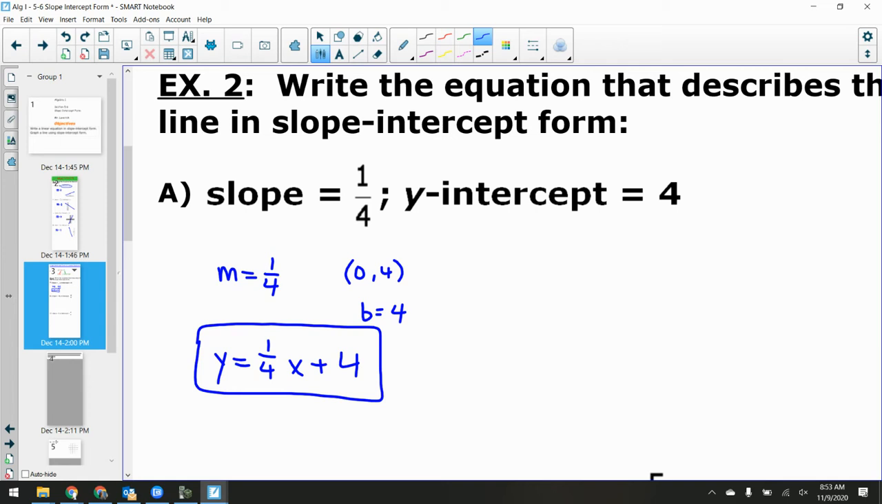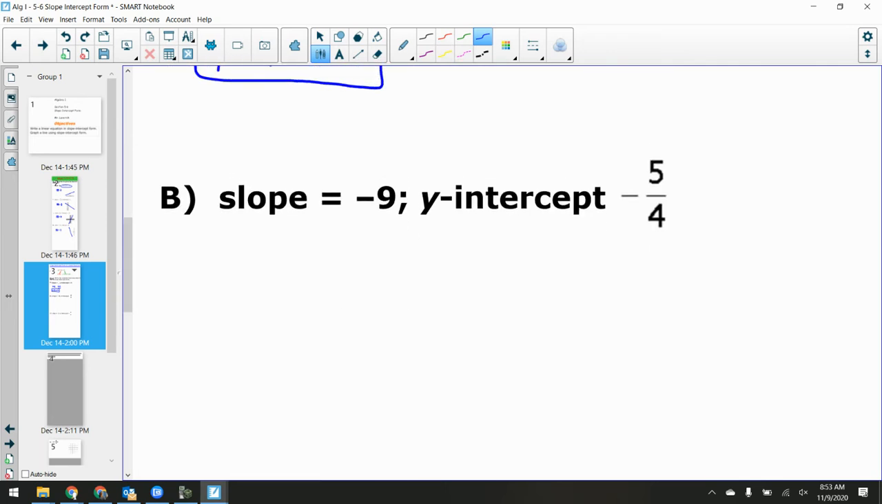Questions about that? Okay. My slope is -9 and my y-intercept is -5/4. Guys, just because you see a fraction does not mean that that fraction is the slope. Just take it for what it's worth. The slope is -9, the y-intercept is -5/4. That means my m value is -9, my b value is -5/4.